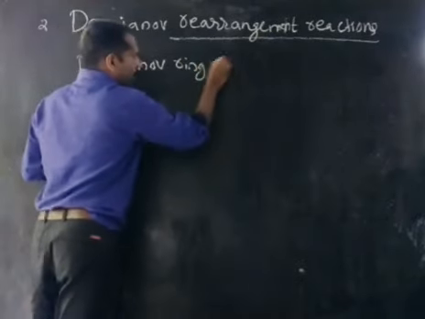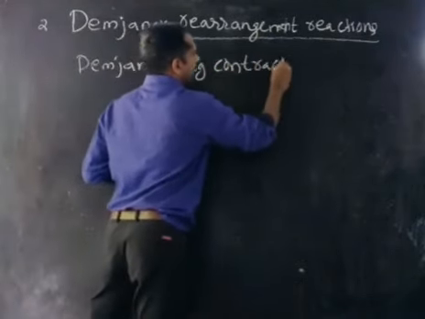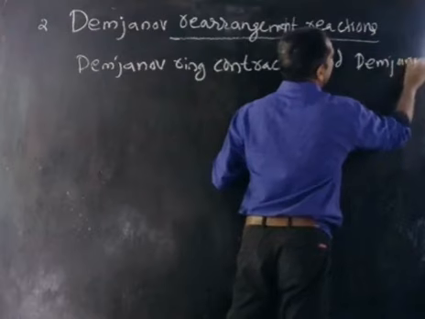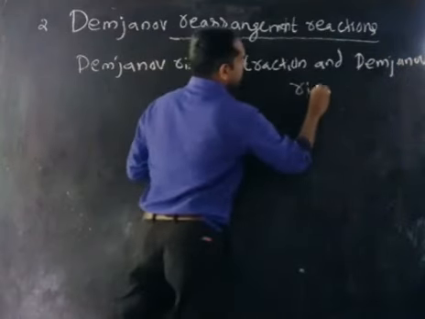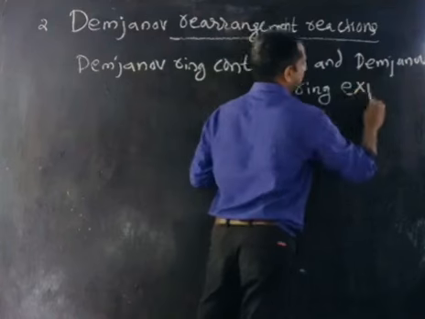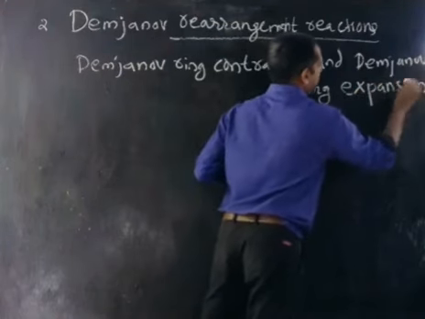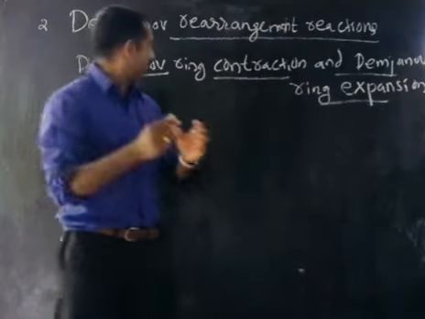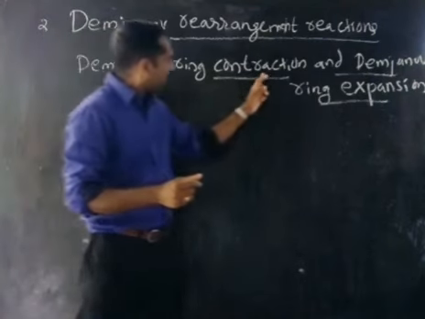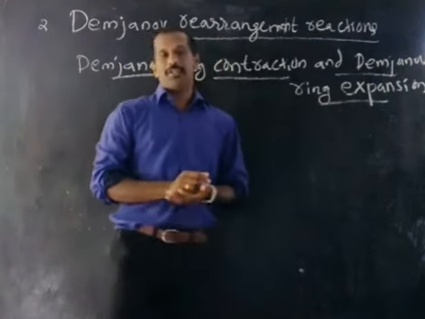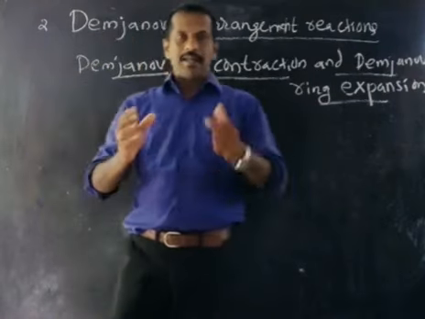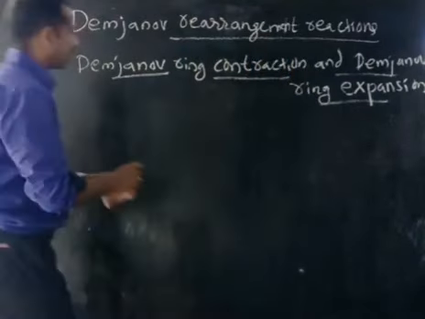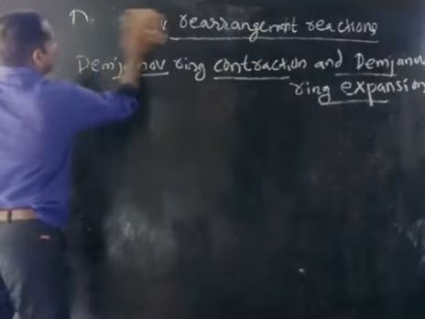ring contraction and Demjanov ring expansion. Demjanov rearrangement is a combination. It's a combination of ring contraction and ring expansion. So let us discuss this Demjanov rearrangement with an example, or generally I can define the Demjanov rearrangement as, look at here.